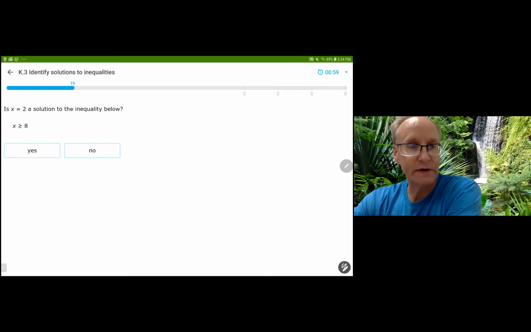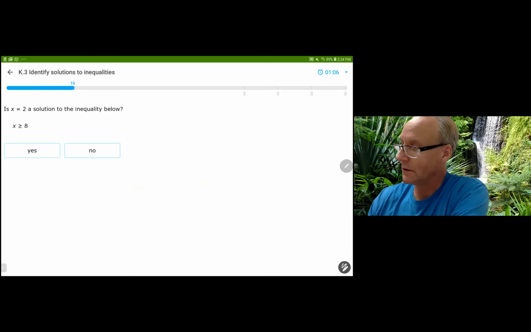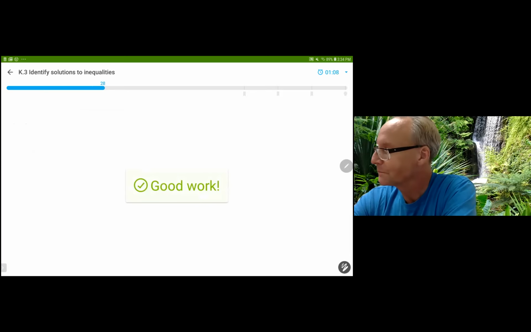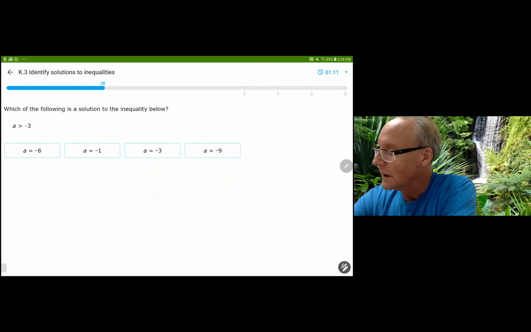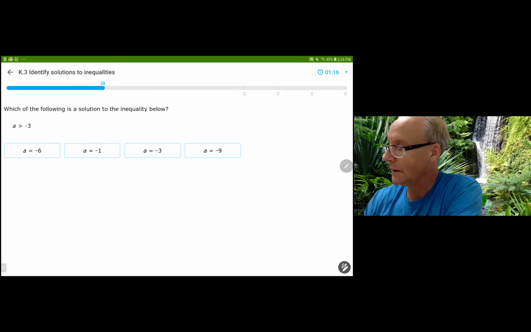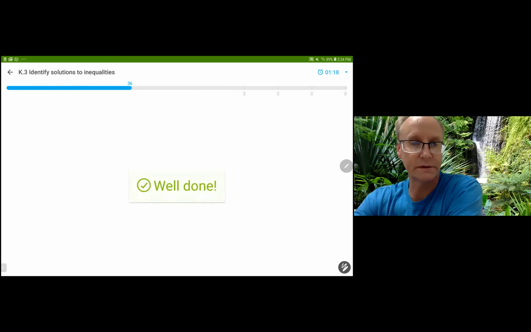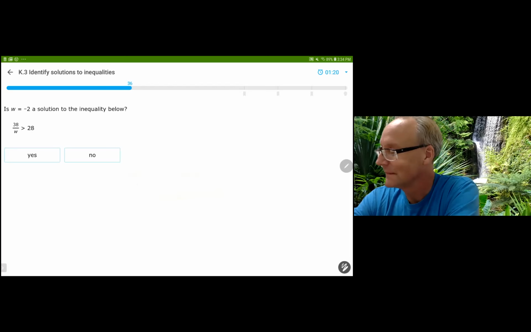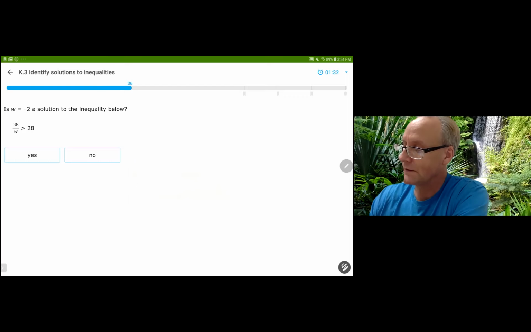Be careful. Sometimes the variable is not on the left, which can be really confusing. Is 2 greater than or equal to 8? No. A is greater than negative 3. Negative 1 is, because that's the only one. W equals negative 2. Is it a solution? Well, if we divide 38 by negative 2, we get negative 19, which is not greater than 28.